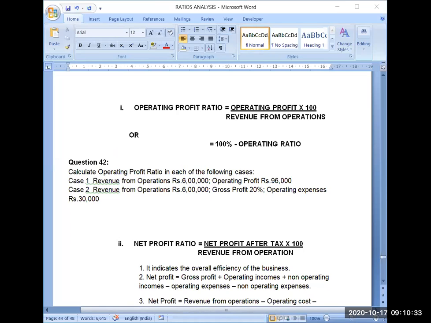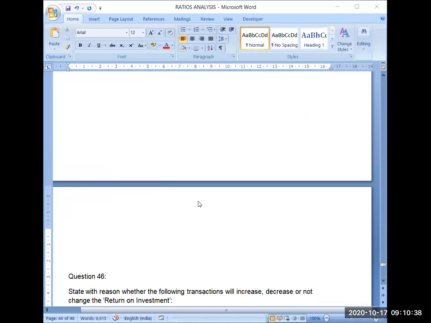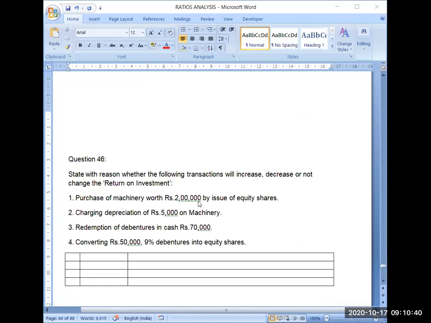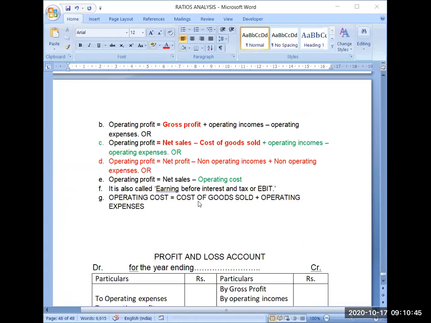Now see this question, and before that, let me explain another formula for operating profit also. Yesterday I showed you this slide also. See, operating profit is equal to gross profit plus operating income minus operating expenses. You can see here there are about 4 to 5 formulas. Now, how to remember these 4 to 5 formulas in such a situation? This profit and loss account format will help you remember these formulas.